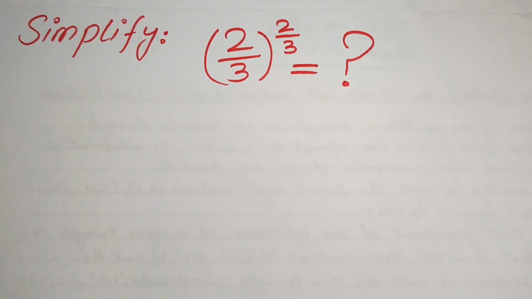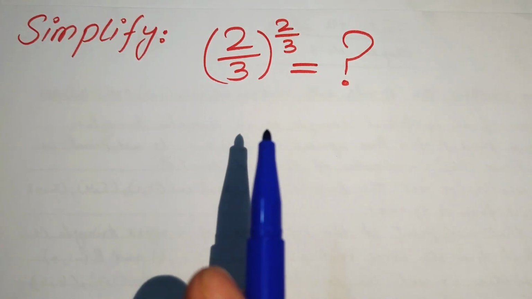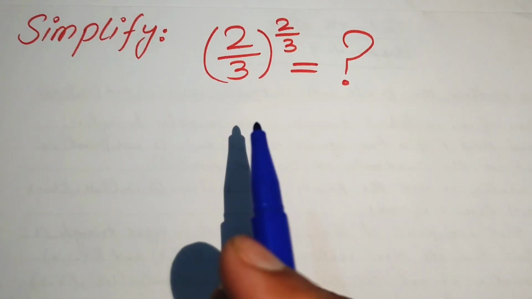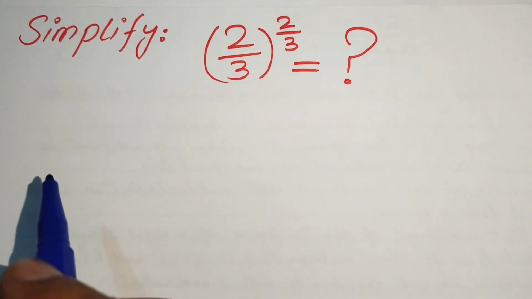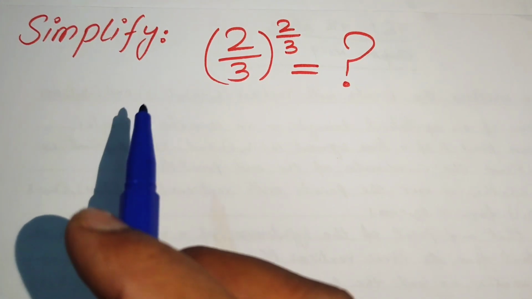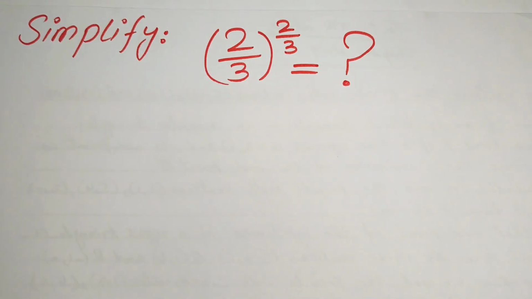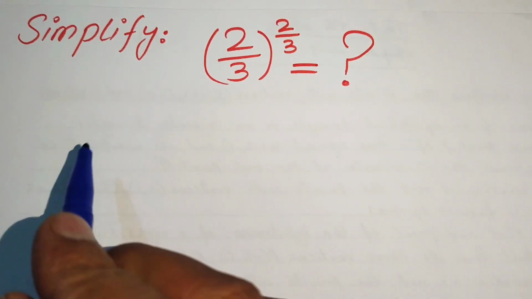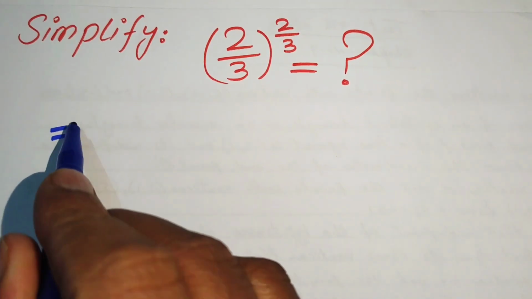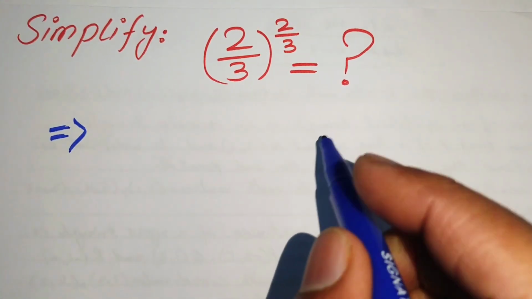So we have 2 over 3 and its exponent is 2 over 3. So we write this into the simplified form. Here first we need to write this term because this is in exponential form, and now we convert this exponential form into the radical form by using this nice identity.